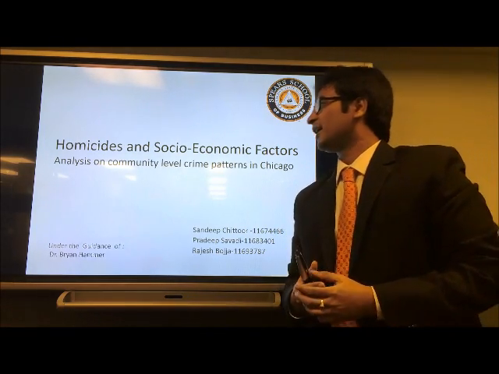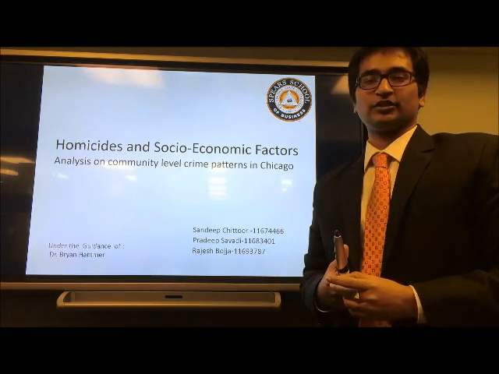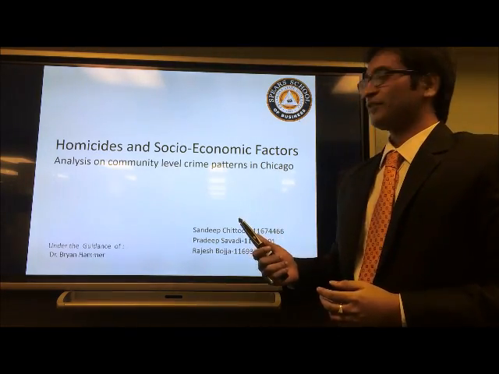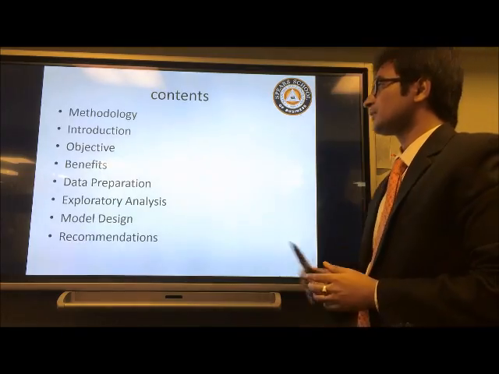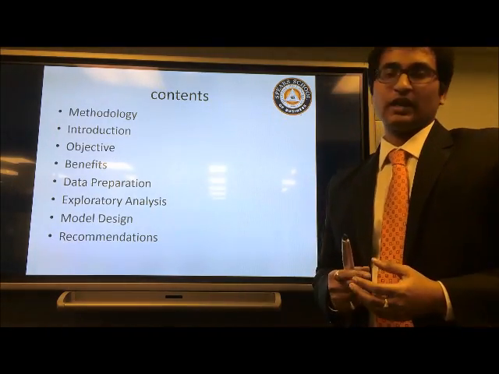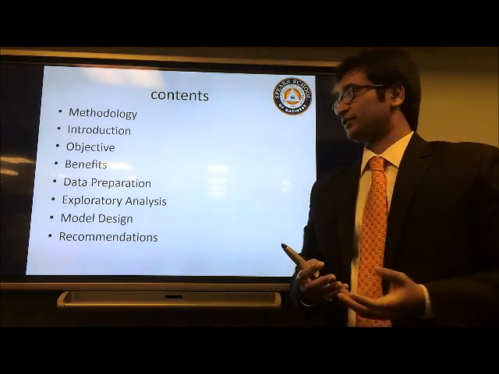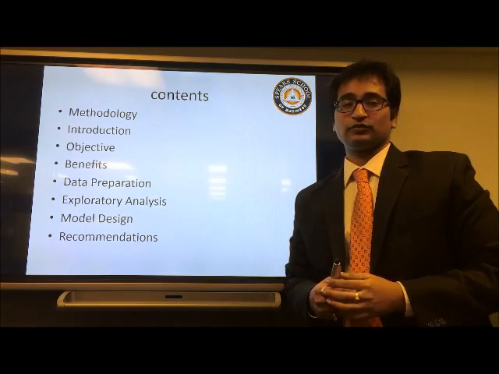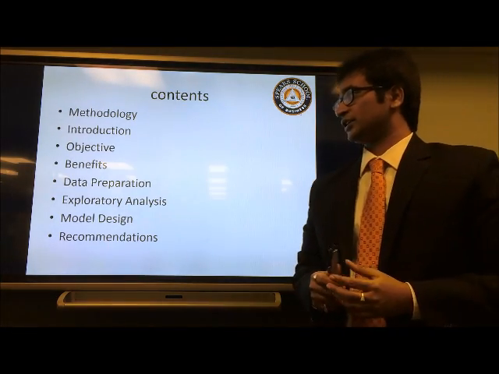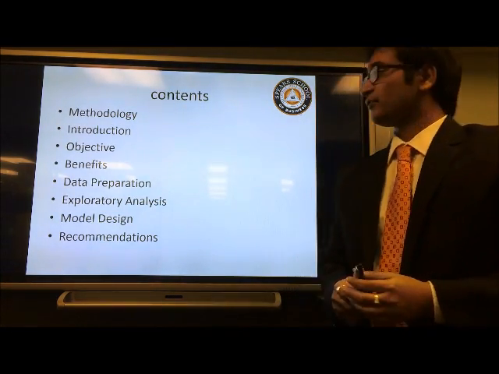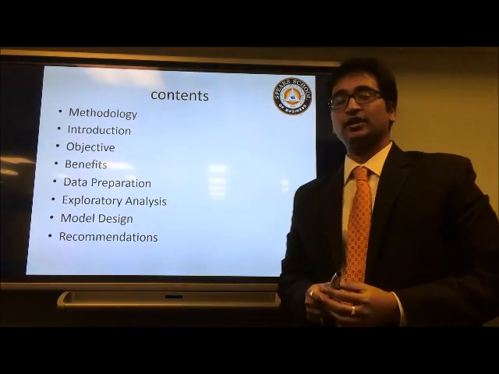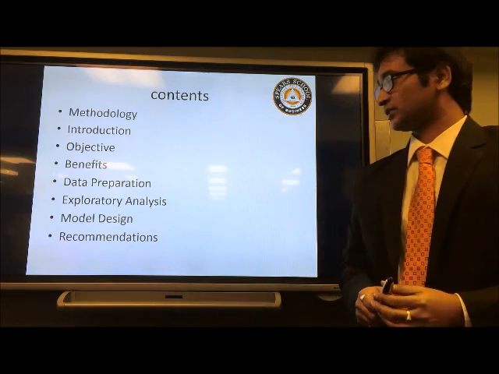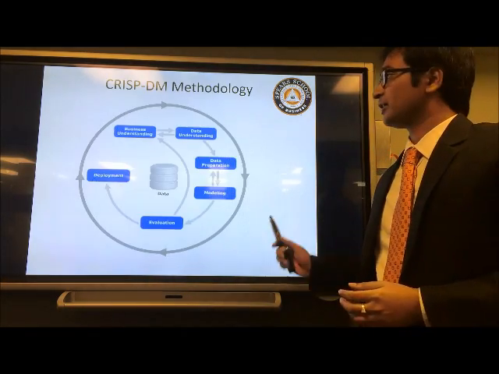Today we are going to discuss homicides and socioeconomic factors, and an analysis of community level crime patterns in Chicago. Now I would like to divide the project into three phases. In the first phase we are going to discuss methodology, introduction, objectives and benefits, followed by the second phase wherein we are going to discuss data preparation and exploratory analysis, and in the last phase we are going to discuss model design and recommendations.